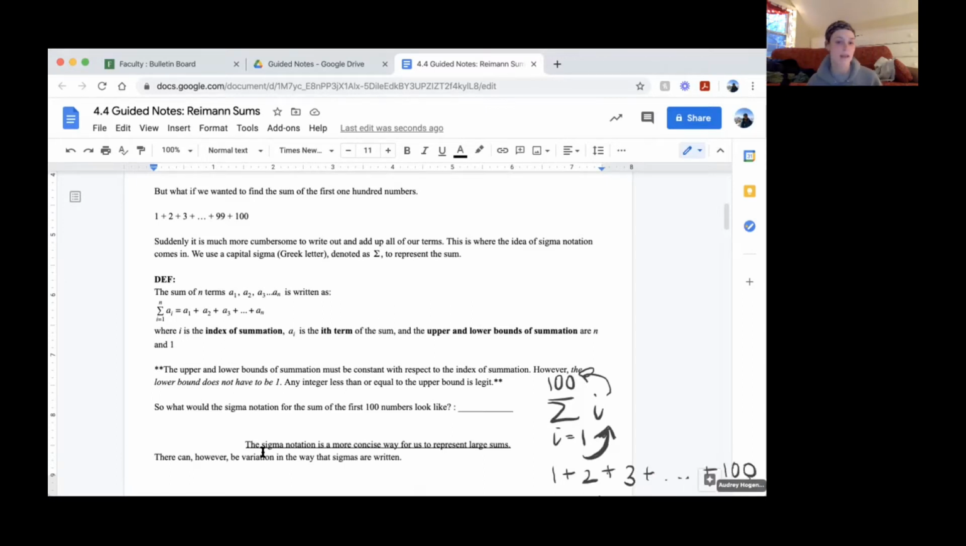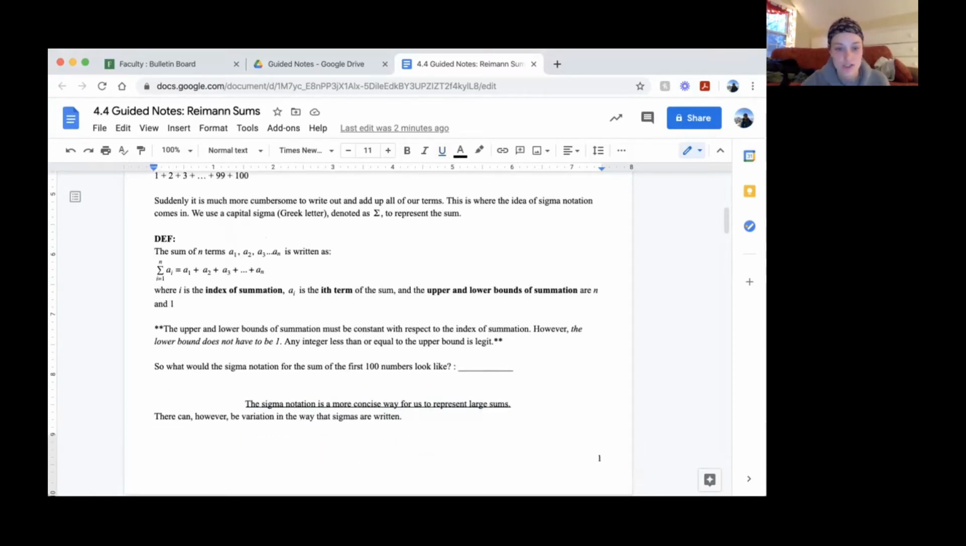So it doesn't actually make the math easier. It's not a shortcut to adding 1 through 100, but it's a shorthand way of writing it. Summation is shorthand for writing large sums. Oh, look, I got ahead of myself. The sigma notation is a more concise way for us to represent large sums.